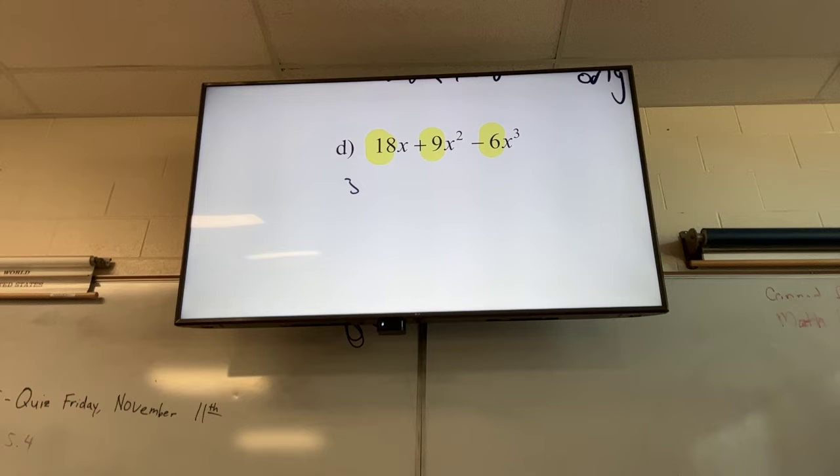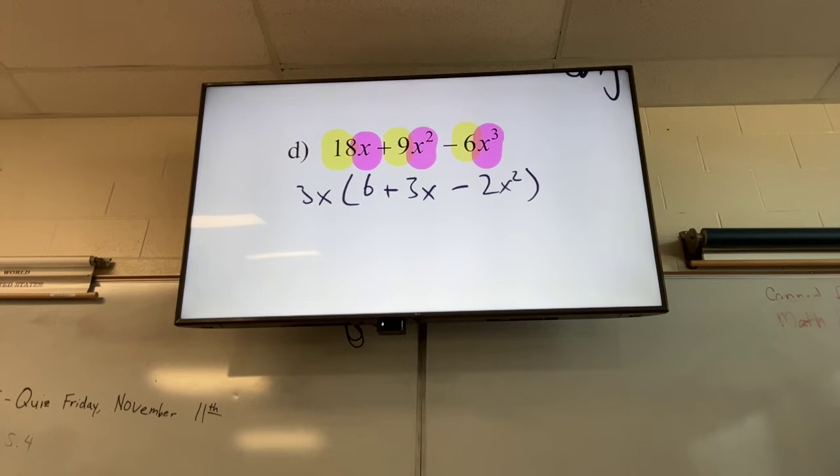And then let's look at the variables they have in common. They all have an x there, right? And I pull out, why didn't I pull out x squared or x cubed? You got to take out the one with the lowest exponent. Yeah, so 3x, and then what do I write in here, Ian? 6 plus 3x minus 2x. Good job.